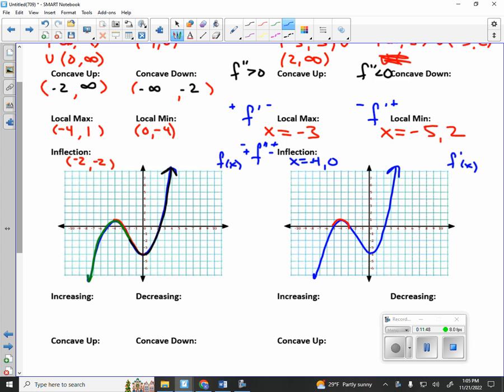So therefore, it's concave up whenever the second derivative is positive. When is the second derivative positive? Where else is the second derivative positive? 0 to infinity. And so it will be negative in between.